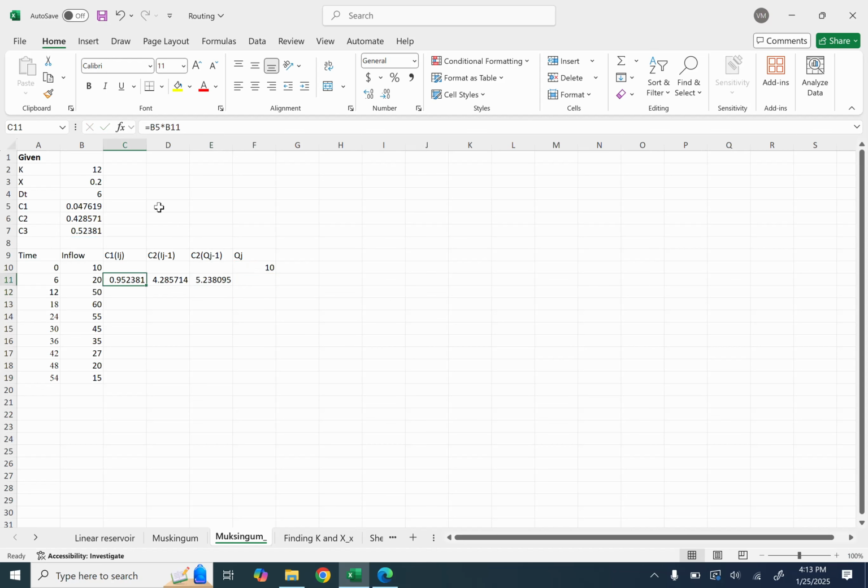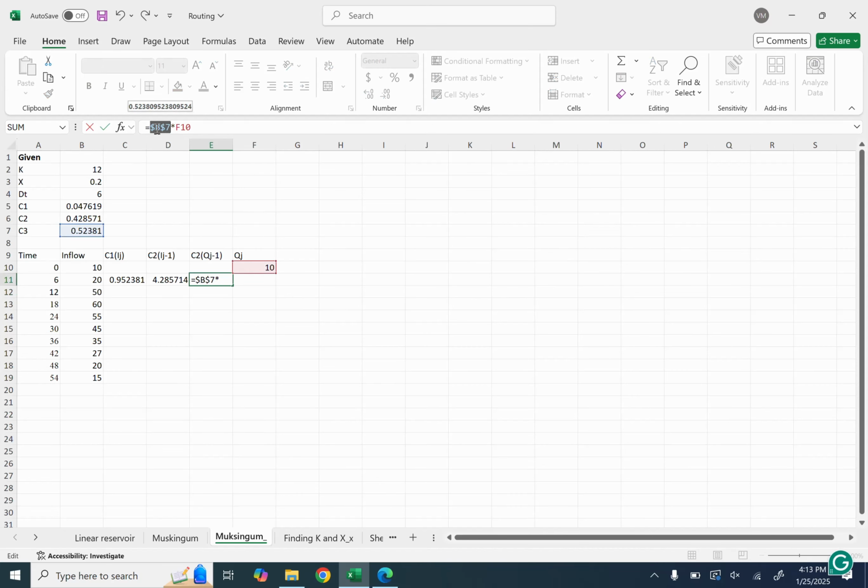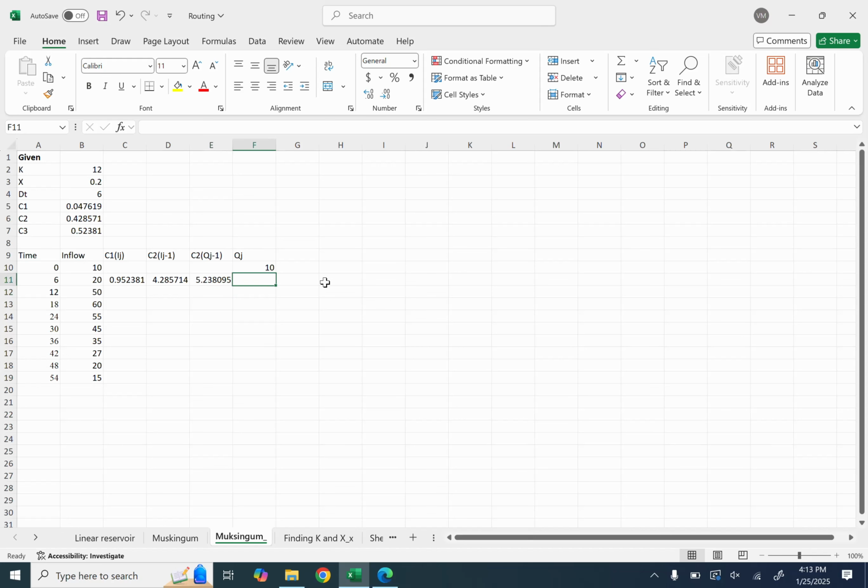And since we are going to repeat this, for C1, C2, C3 I will use the dollar sign. So this will be for C1, this will be for C2, and this will be for C3. And then qj is going to be addition of all these three columns. So this plus this plus this, and all we have to do is drag this down.